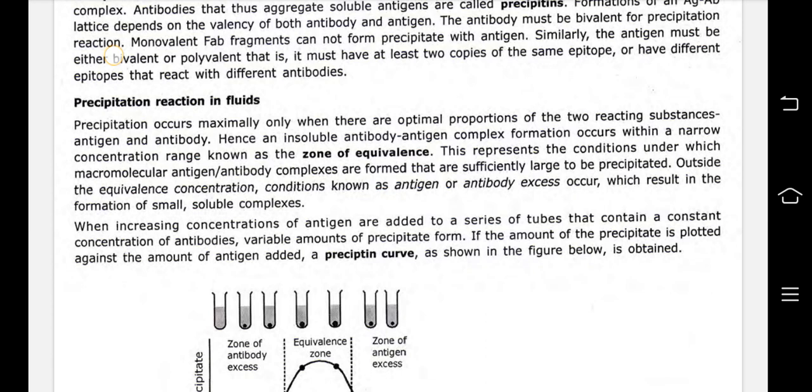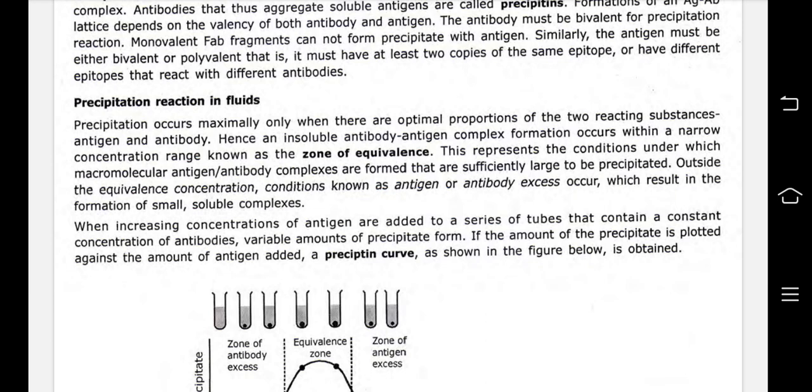Precipitation reaction in fluids. Precipitation occurs maximally only when there are optimal proportions of the two reacting substances, antigen and antibody. Hence, an insoluble antigen-antibody complex formation occurs within a narrow concentration range known as the zone of equivalence. This represents the condition under which macromolecular antigen or antibody complexes are formed that are sufficiently large to be precipitated.